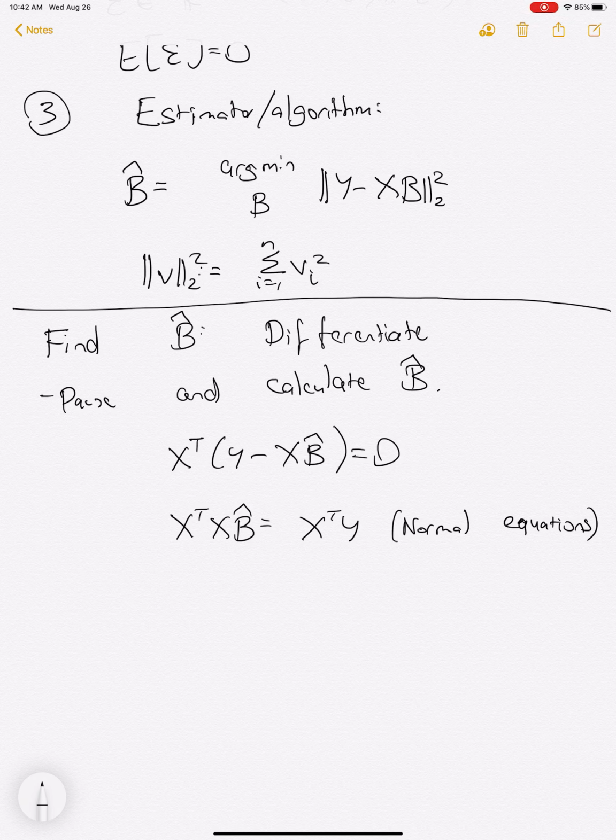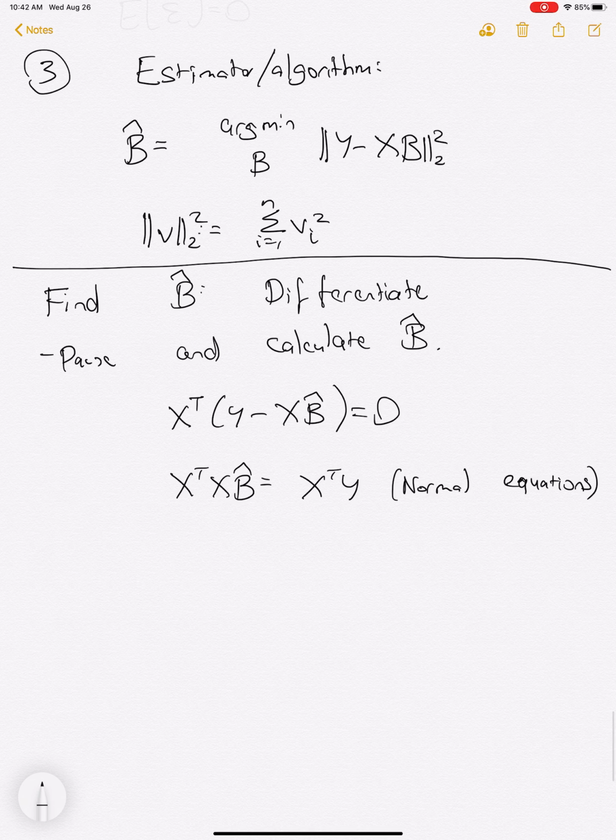So that's why it's been given a special name. There are basically mountains and mountains of work going into how to actually solve this problem, or how to get a solution to it. We're going to talk a little bit about some of those in the next few lectures, but for now we just have these normal equations.